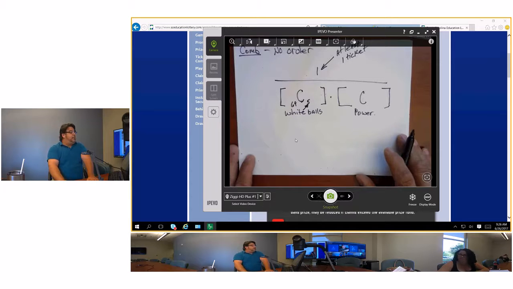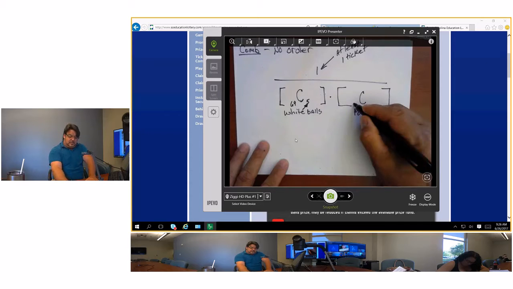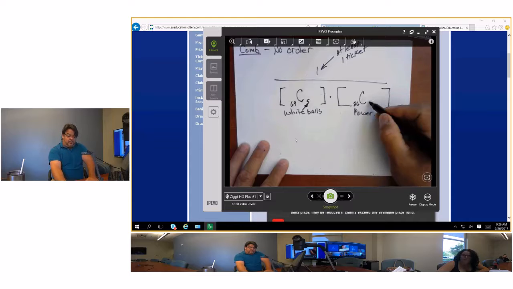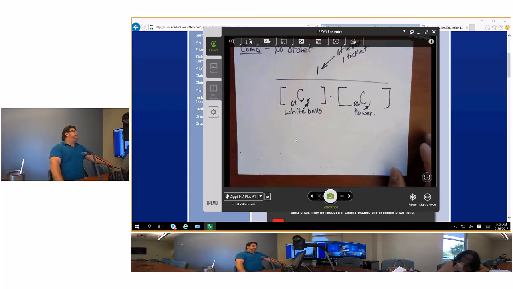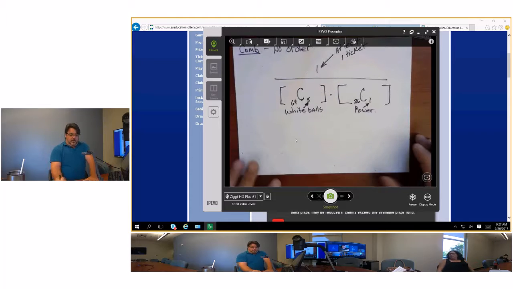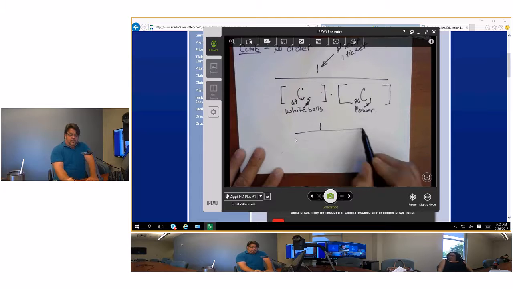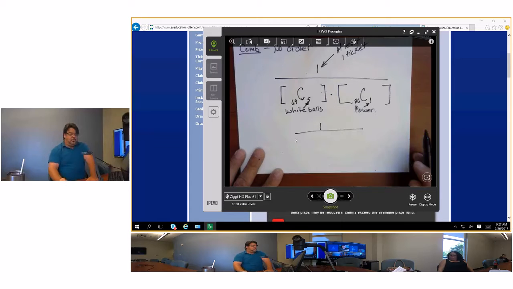What's the Powerball? 1 to what? 26. So that'd be 26 combinations. How many Powerballs are there? 1. So there's only 1 Powerball and there's 5 white balls. Now, 1 over, and then we do this math in our calculator.